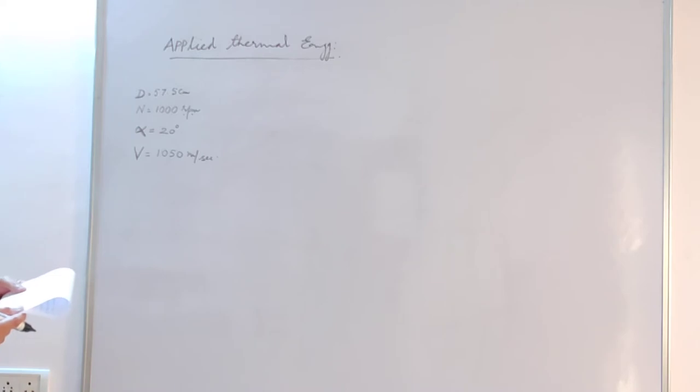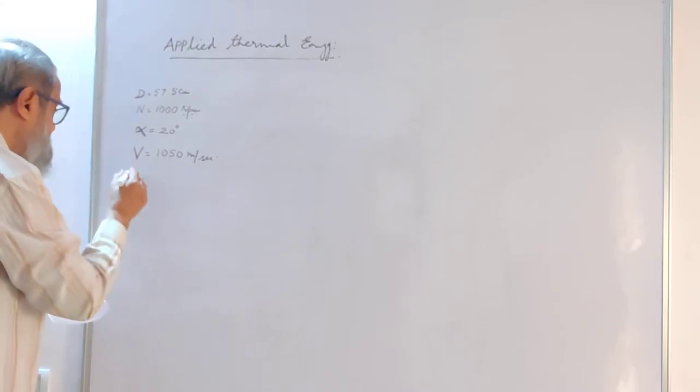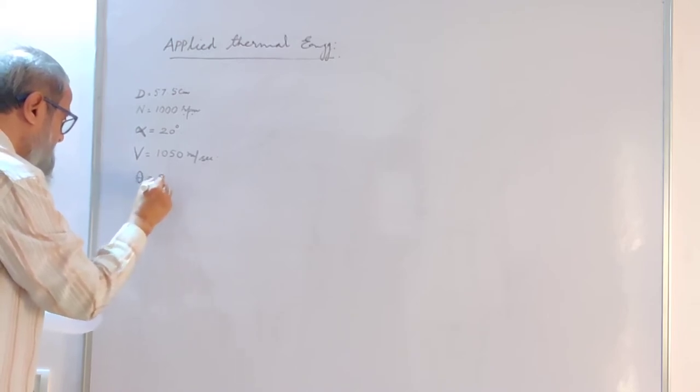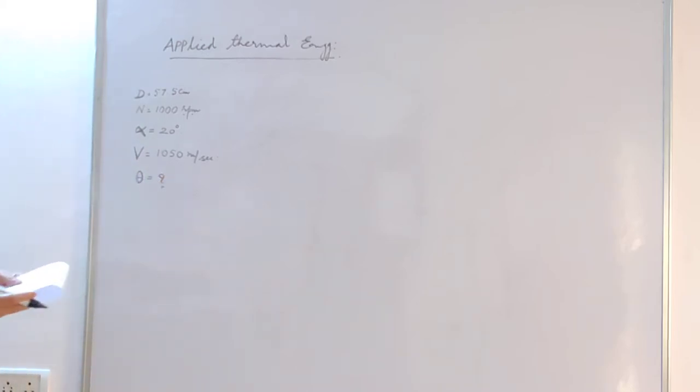Find the inlet blade angle in order that steam enters the blade passage without shock. That is, we have to find out theta. Inlet blade angle is denoted by theta. We have to find this out.